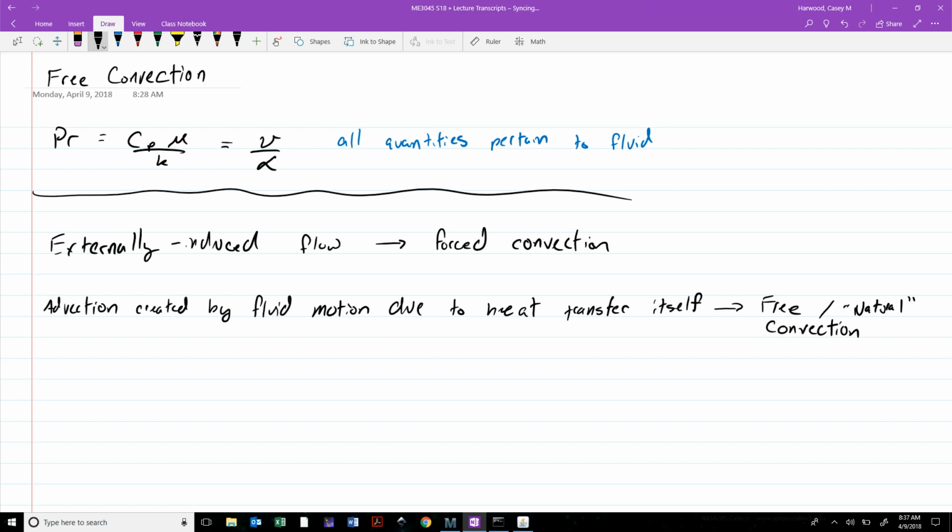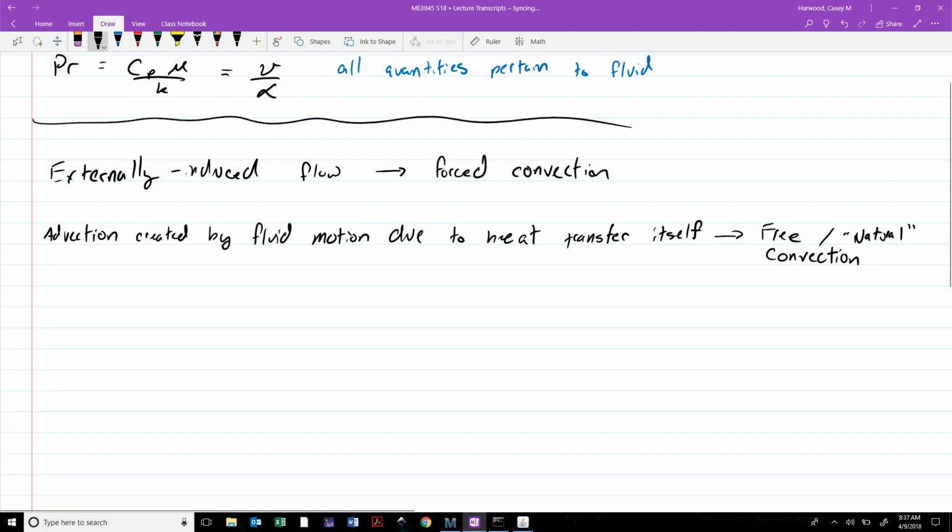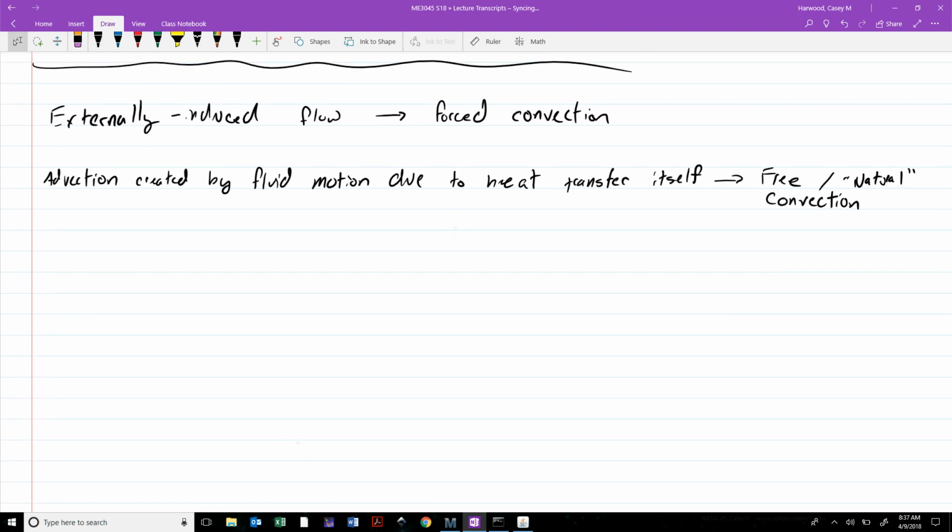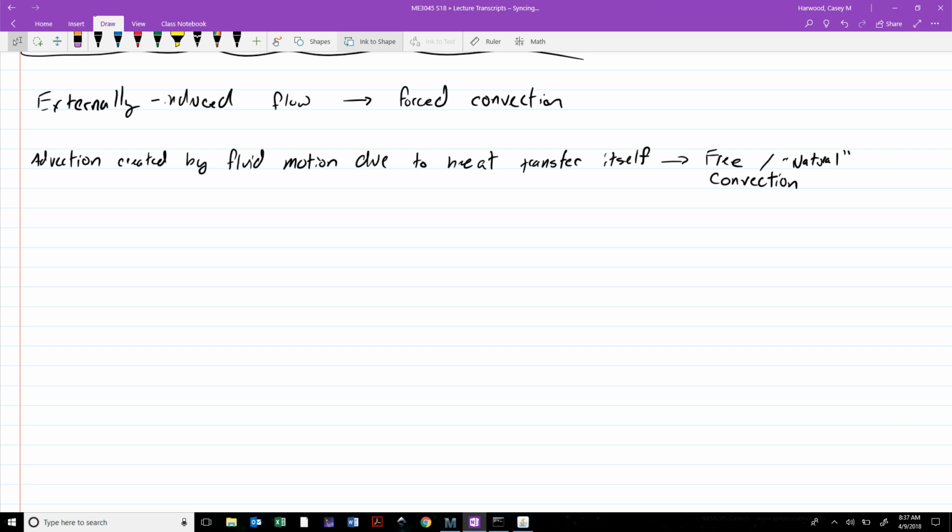So to illustrate what I'm talking about when I say fluid motion that's induced by the heat transfer itself, I'm going to consider a case of a house. So let's draw that. That's a pretty bad house.